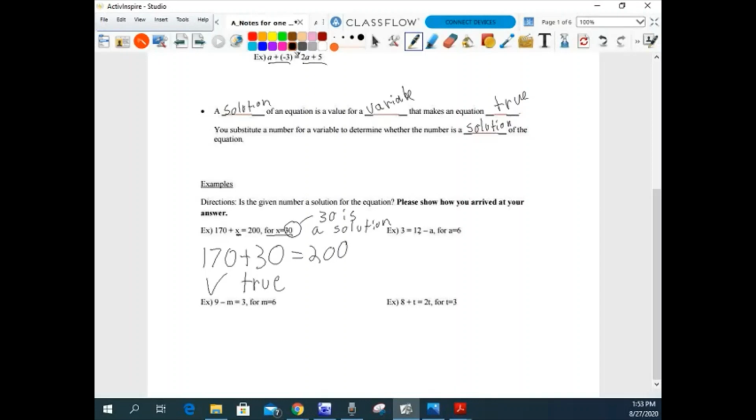Now let's look over here. 3 equals 12 minus a. I can still write the 3 equals 12 minus. Now, what am I going to switch out for a? I'm going to switch out 6. So 12 minus 6. What's 12 minus 6? 6. Is 3 equal to 6? No, so this is false. All right? So 6 is not a solution. Okay? I'm going to leave these two down here for you guys to do, okay? Let's move on to the next page.